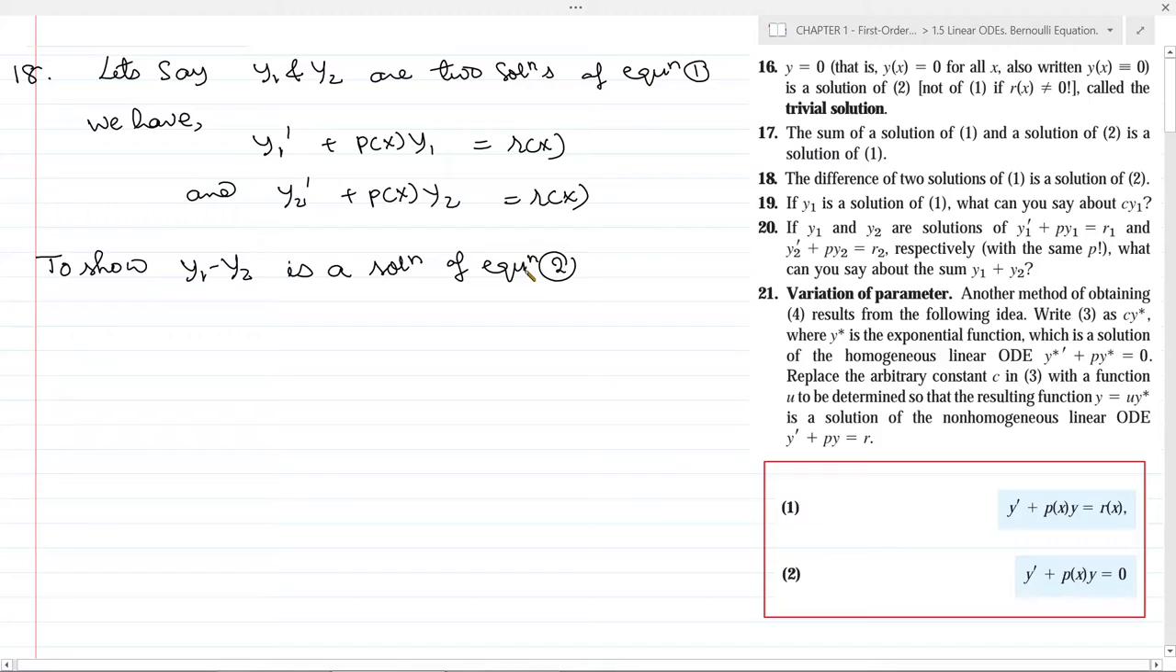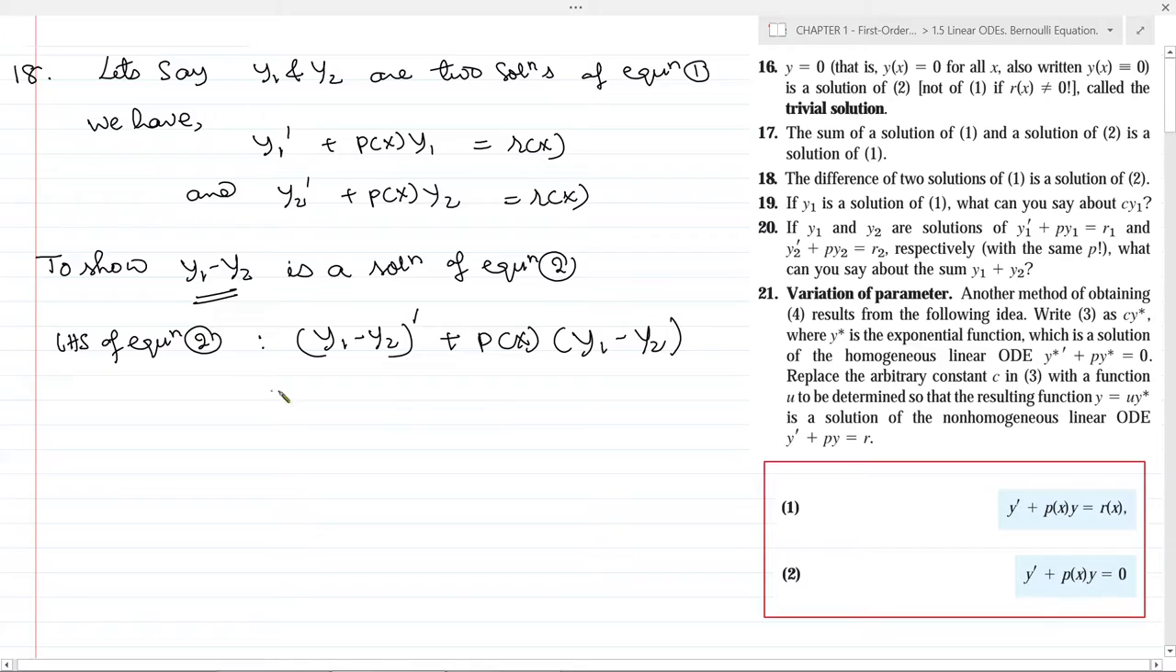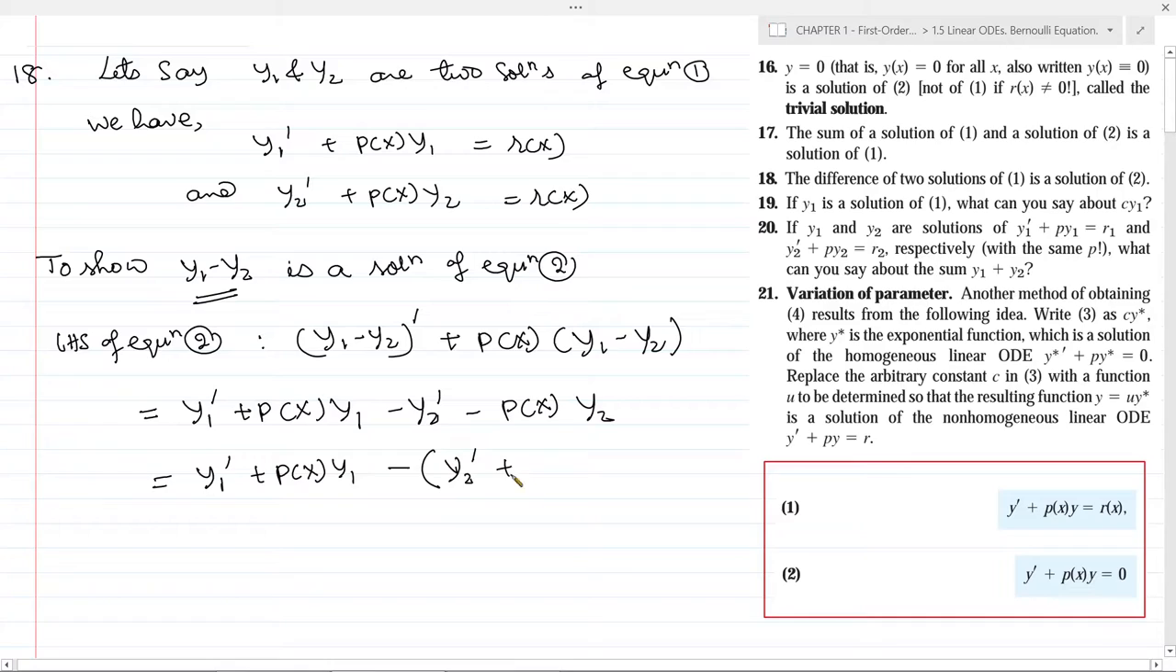For this, we will put y1 minus y2 in place of y in equation 2. So, from the LHS of equation 2, we have (y1 minus y2)' plus p of x (y1 minus y2), which can be written as y1' plus p of x y1 minus p of x y2... which is equal to y1' plus p of x y1 minus bracket y2' plus p of x y2.